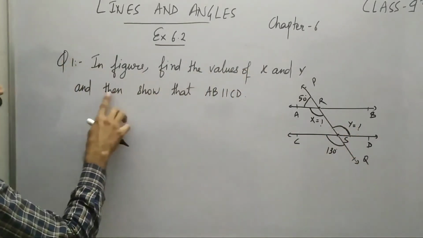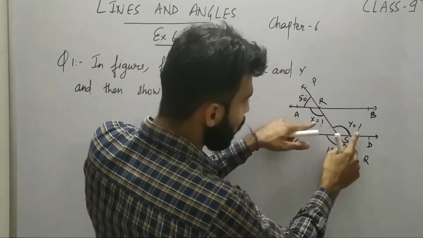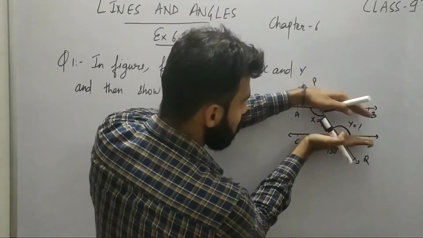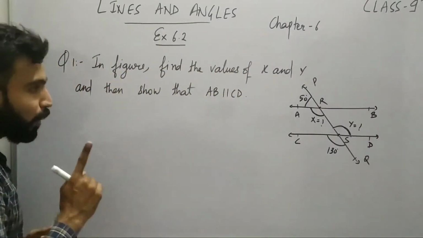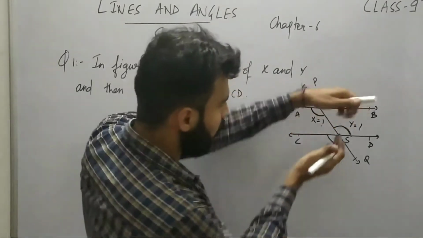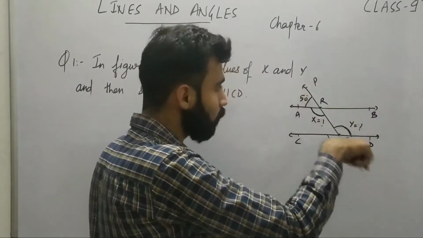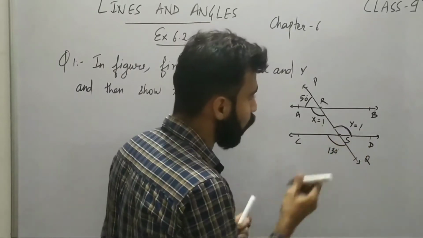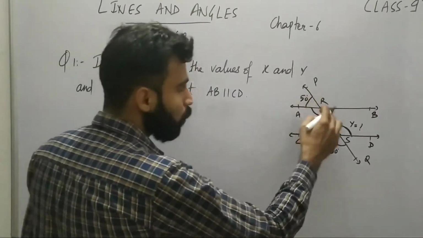Now further, then we have to show that AB is parallel to CD. So after finding out the values of x and y, we have to prove that this line AB is parallel to CD with a proof, right? So moving on step by step. So by watching this diagram, one thing is that AB is looking like it is parallel to CD, and this line PQ is a transversal which is actually intersecting these parallel lines AB and CD at point R and S, right? So moving step by step.